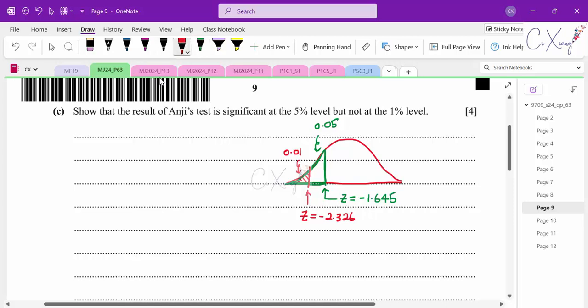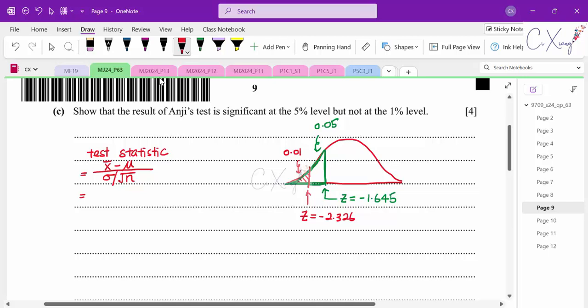And now for the test that I try to carry out, I want to get the test statistic so that I can compare it with the critical value. So what's the formula for the test statistic here? The test statistic formula is x bar minus the population mean, divided by the standard deviation over square root n. What is your x bar?